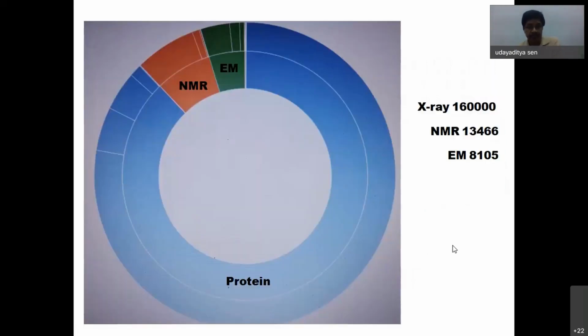This is again a comparative study of protein structures solved by X-ray, NMR, and EM. So far, 160,000 structures have been solved by X-ray, which covers this region. NMR, this region, is 13,000, and EM is 8,000. This is some kind of subdivision: protein, protein-DNA, protein-carbohydrate, only protein, only DNA. This kind of division, but overall, this is the distribution.